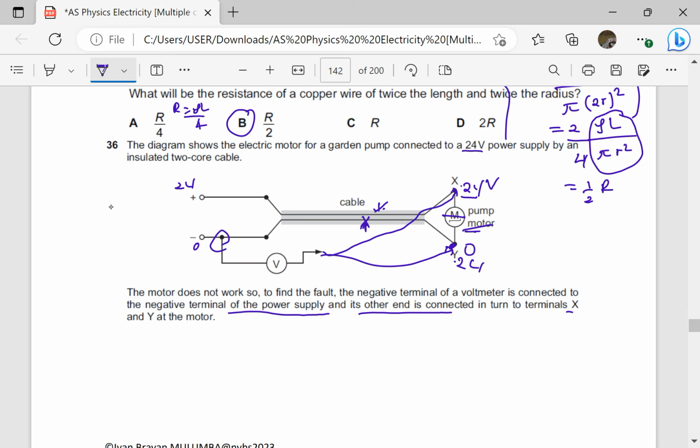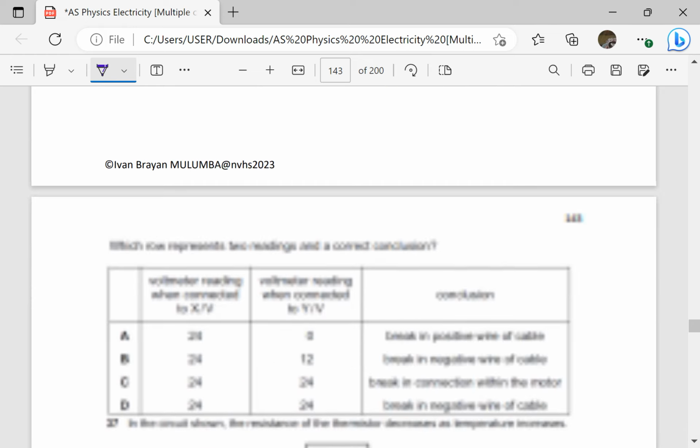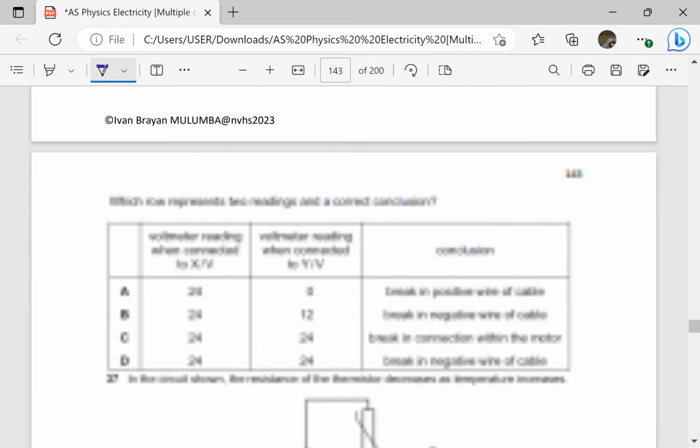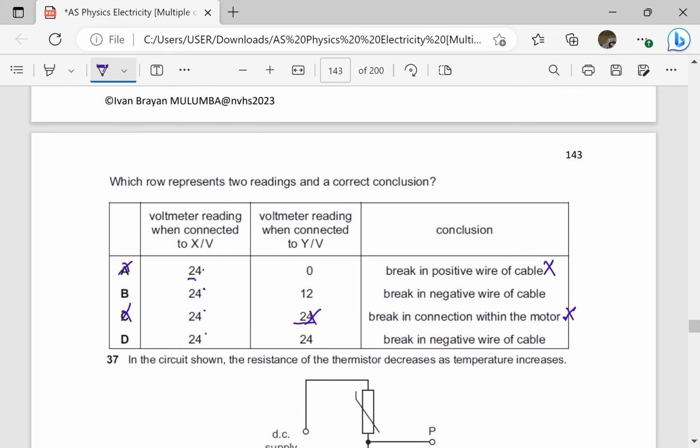So if there was a break in the negative wire, X will be at 24 and Y should also be at 24. So let's check that. If there is a break in the negative wire, X is at 24 and Y should also be at 24. What is the implication of this? Break in the negative wire, X should be at 24 and Y should also be at 24. So this one is also eliminated. So B is out, meaning the answer is going to be D.